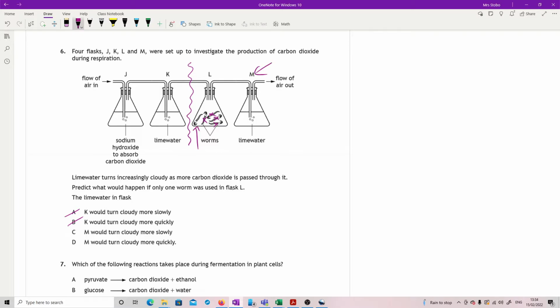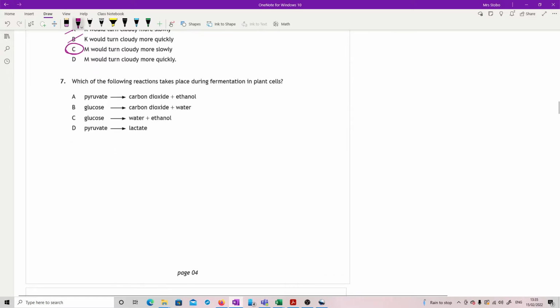Okay. And what we have here is 1/5 of the respiration because we've only got one worm instead of five. So my lime water should be turning much more slowly. Okay, and that's the answer.